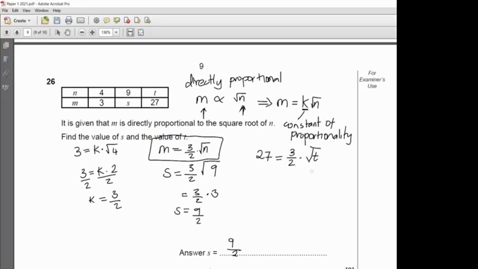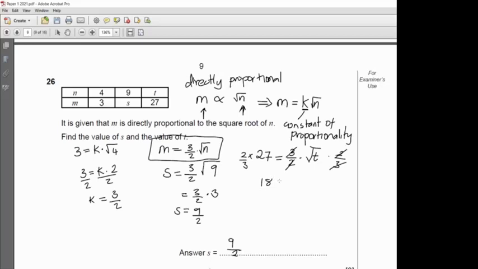Okay, so we want the square root of t to be alone, so we'll multiply by 2 on both sides and then divide by 3, or just multiply by 2 over 3 on both sides. You can see that the 2's cancel, the 3's cancel, and then on the right hand side we have 2 over 3 times 27. This is equal to 18.